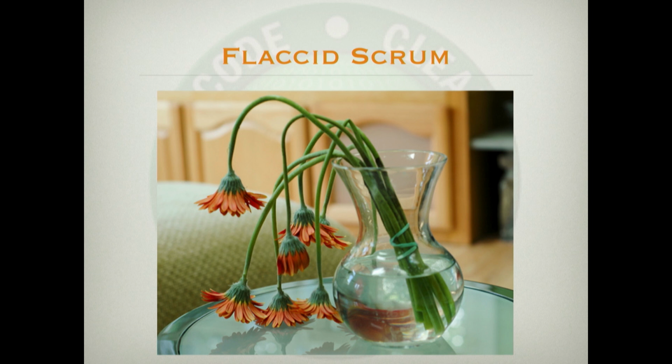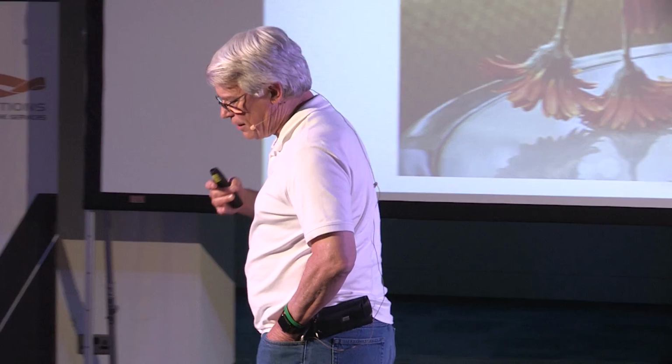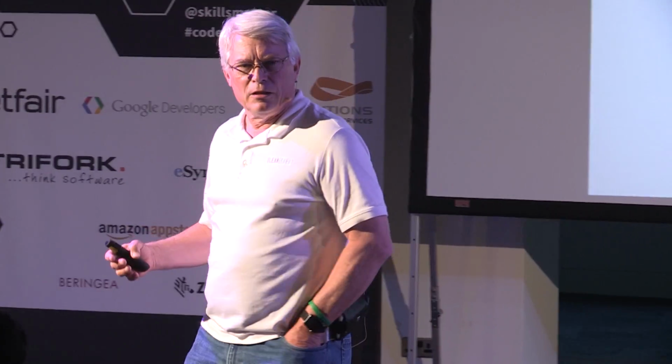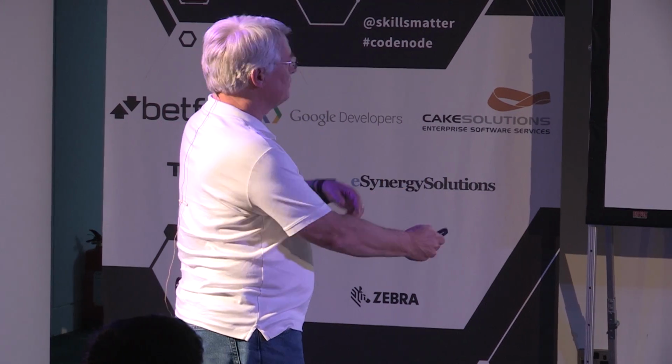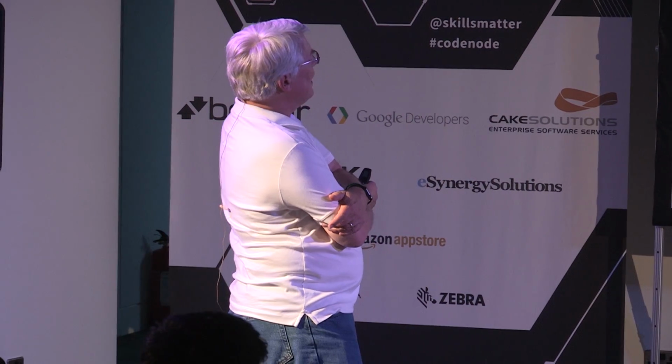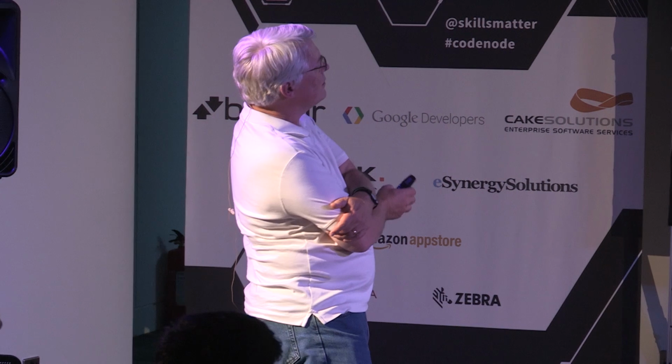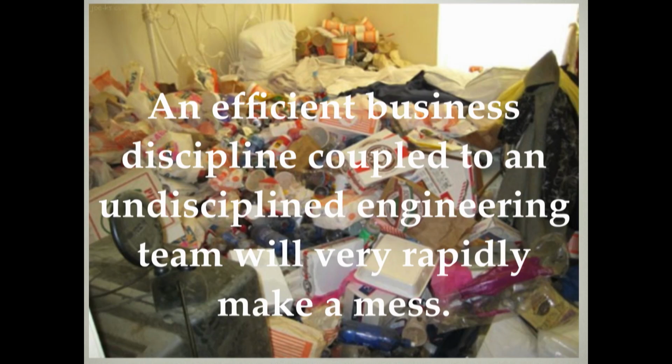Without technical disciplines, Scrum turns into what Martin Fowler called flaccid Scrum. Scrum that has no body, no character. Scrum that cannot deliver repeatedly because the technical excellence is gone. Scrum without technical practices becomes an efficient business discipline coupled to an undisciplined engineering team and very rapidly causes a mess to be made.